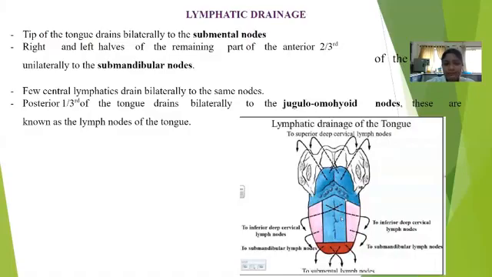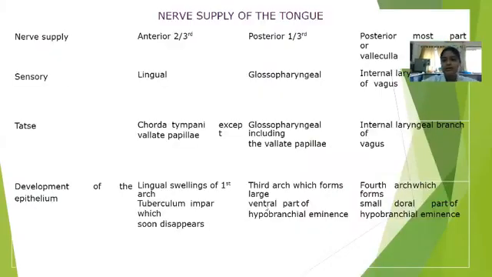Few central lymphatics drain bilaterally to the jugulo-omohyoid nodes. The posterior one-third of the tongue drains bilaterally to the jugulo-omohyoid nodes. These are known as the lymph nodes of the tongue. So coming to nerve supply.